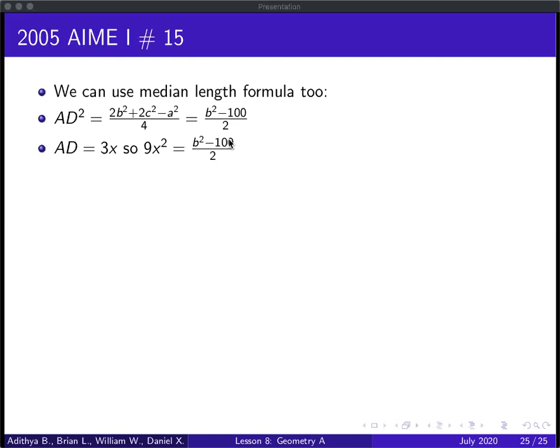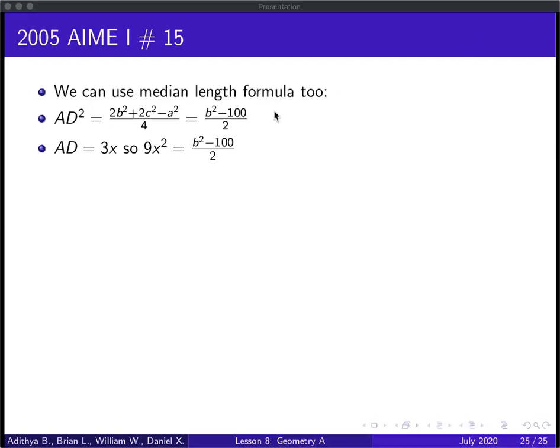This is good. Now we have two equations relating X and B. So the first equation tells us what 2X squared is, and the second equation tells us what 9X squared is. So X squared is equal to half of half B minus 5 squared. And it's also equal to 1/9 of B squared minus 100 over 2. For AD squared, we have the formula 2B squared plus 2C squared minus A squared over 4. You can get this from Stewart's theorem. If you haven't seen this before, it's worth working out on your own time.